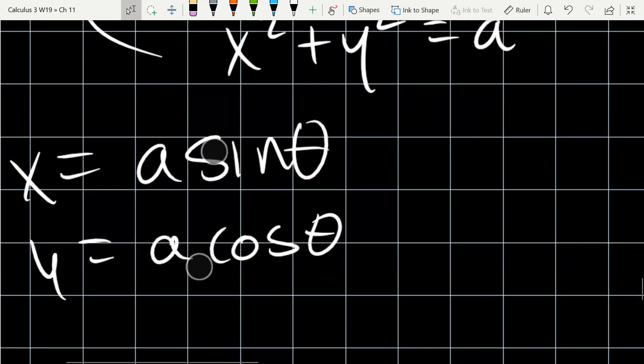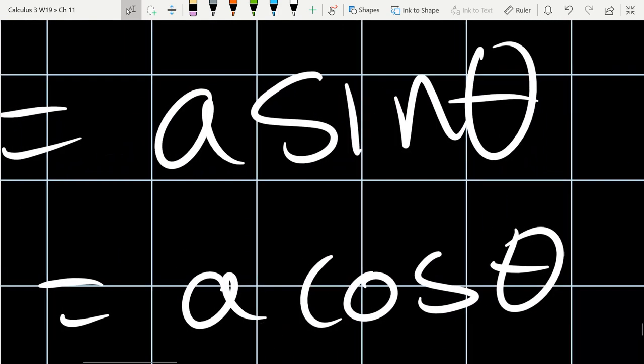What could I add together, just looking at this side, that would simplify things? What sum of sines and cosines equals a nice number? Sine squared plus cosine squared equals 1. So square them, add them together, and then we can reduce it. So that's what we're going to do: square each equation, add those two together, and then that's going to reduce.